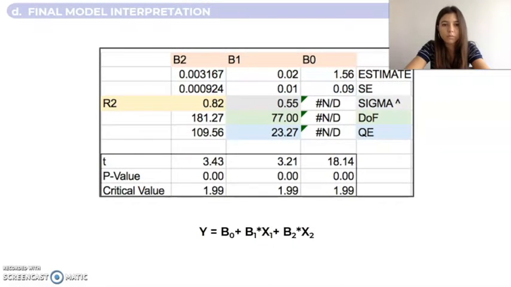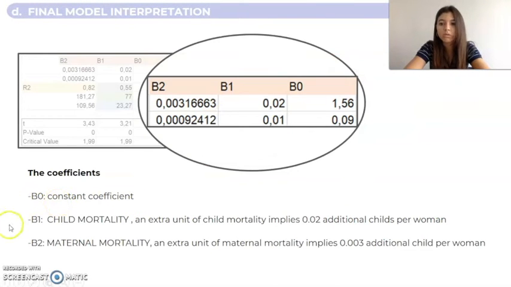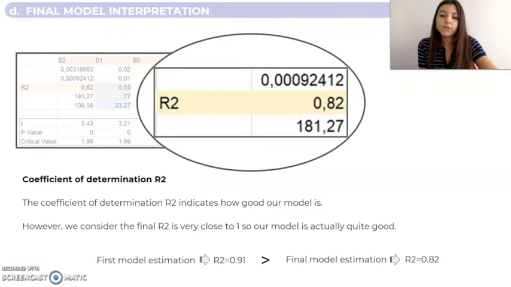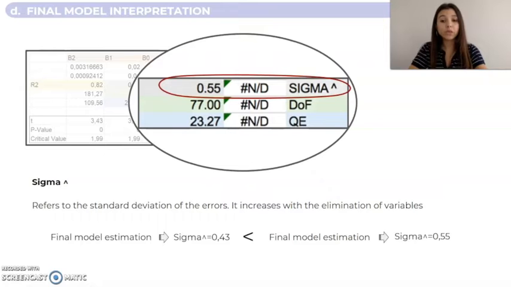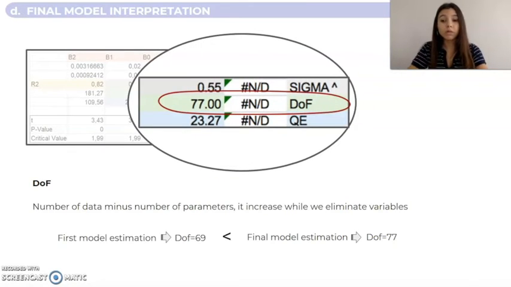We're going to analyze our final model: coefficients p0, constant, p1, fetal mortality, and p2, maternal mortality. Now we have the coefficient of determination r², which indicates how good our model is. In the final model, it has decreased, however we think it's a good result, because it is very close to 1. Standard error provides the absolute measure of typical distance that the data points fall from the regression line. With the elimination of variables, we reach a smaller standard error. Sigma refers to the standard deviation of the errors. It increases with the elimination of variables. Degrees of freedom, number of data minus number of parameters, increase too with the elimination of variables.